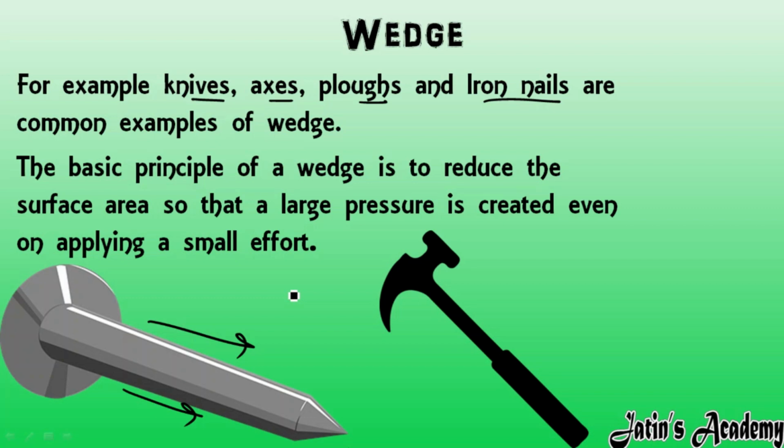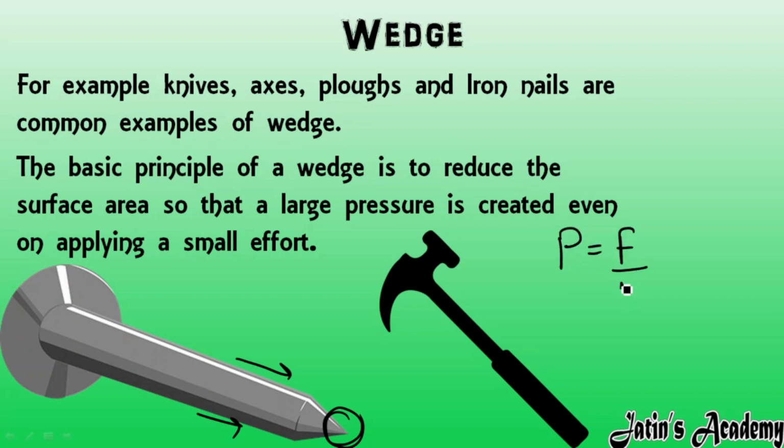Okay. So the basic principle of the wedge is to reduce the surface area. Actually what we are doing in the case of a wedge, by using two inclined planes, at one point we are decreasing the surface area. Whenever we are decreasing the surface area, maybe you know this formula or not, I don't know. The formula is pressure is equal to force over area. This is the formula we have for pressure. If we have an object of very less area, that object will apply more and more pressure on any object. Even by applying a small effort or small force, that object will move with more pressure.